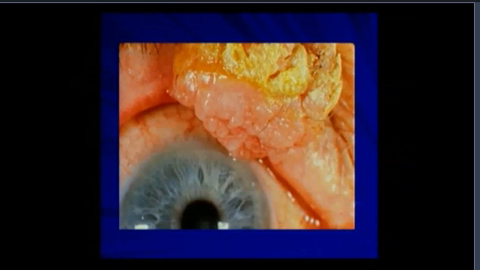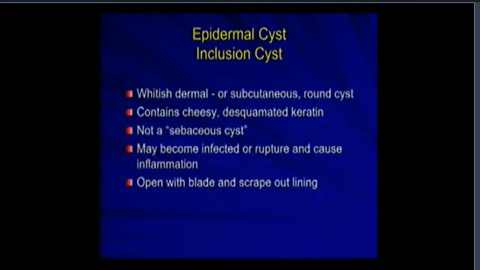Like this one. Epidermal cyst or inclusion cyst is a whitish dermal or subcutaneous round cyst. It contains cheesy desquamated keratin. Some people call it sebaceous cyst, while the content is keratin, not sebaceous cells. It may become infected and rupture and cause inflammation if it gets infected.